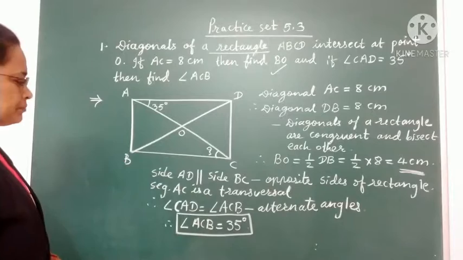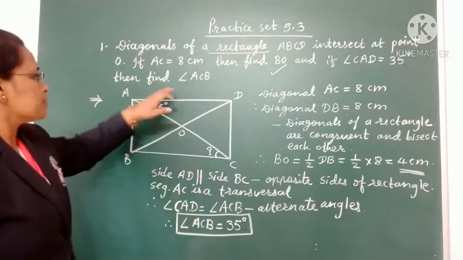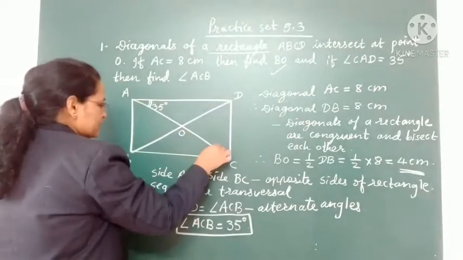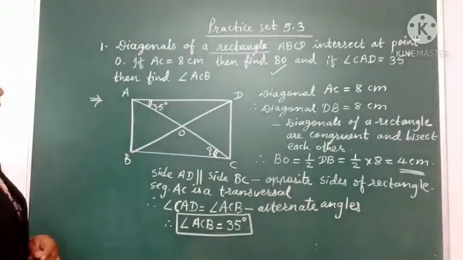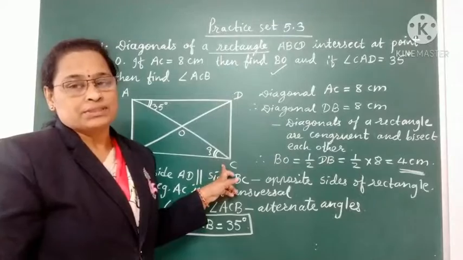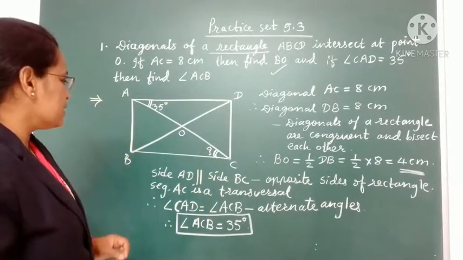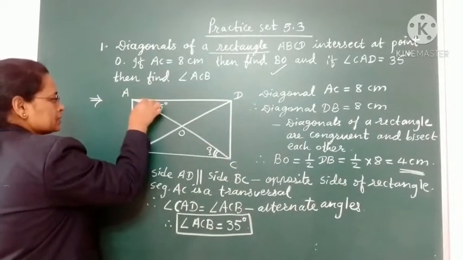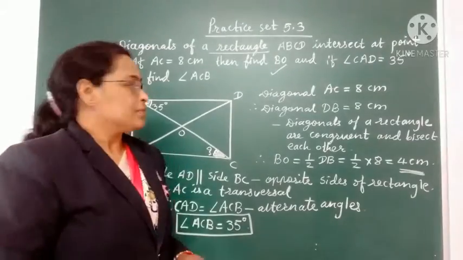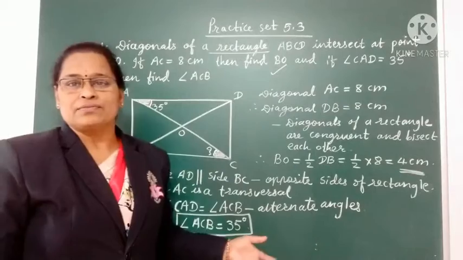measurement that is asked. Second one, if angle CAD is 35 degrees, then what is the measure of angle ACB? If you give attention here, angle CAD and angle ACB are alternate angles. Why? Because side AD is parallel to side BC. Opposite sides of a rectangle are parallel. If we consider AC as a transversal, then we can say that these two angles, angle CAD and angle ACB, are alternate angles. Alternate angles are congruent. Angle CAD is 35 degrees, so angle ACB is also 35 degrees.